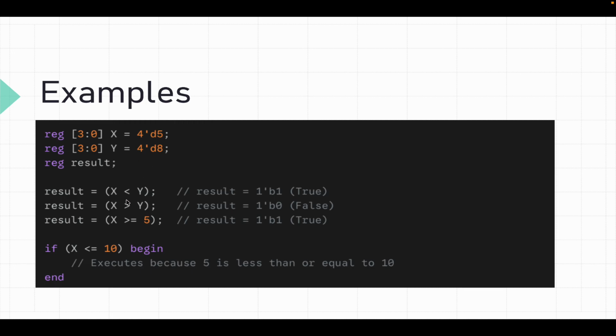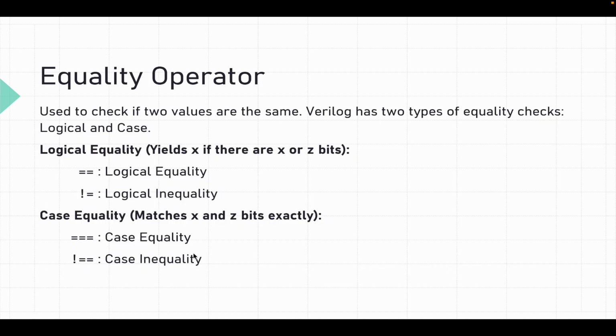Here, is 5 greater than 8? No, it is false, so we return 0. Here it is checking whether it is equal to 5. Since it is equal to 5, for less than or equal to 5, we get a 1. Here again it is checking. If it is correct, it will return a true, or else it will return a false.